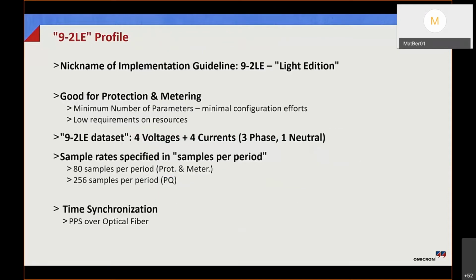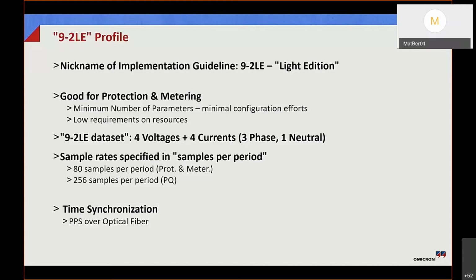Now, what did this document agree to? They wanted to make something which was good for protection and metering. And there was one data set defined, which is today still known as the 92LE dataset. It has 4 voltages and 4 currents, so the phase quantities and the neutral quantity. And this had the advantage that you could just hard code this. There was no configuration involved in this.